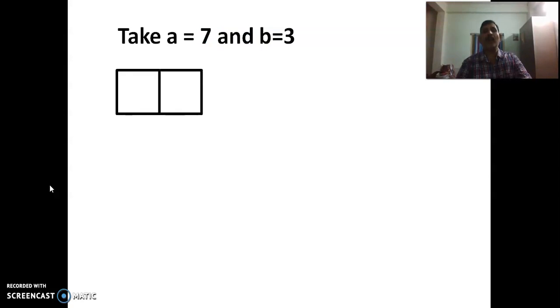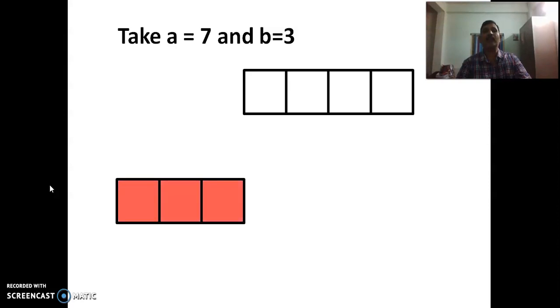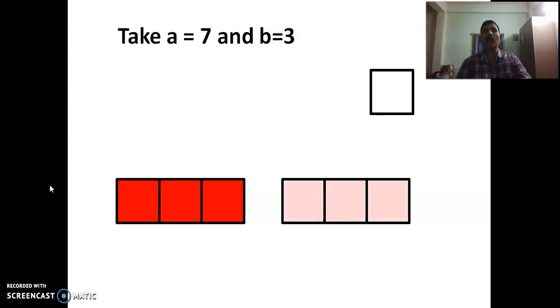Now suppose I consider 7 squares. I want to make 3 boxes like 1 unit. How many units do I get? I get 2 units and 1 box is left. The same thing we can consider.